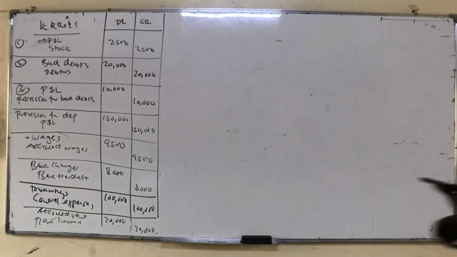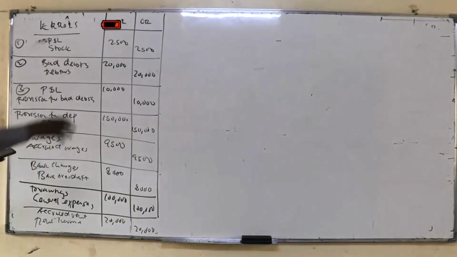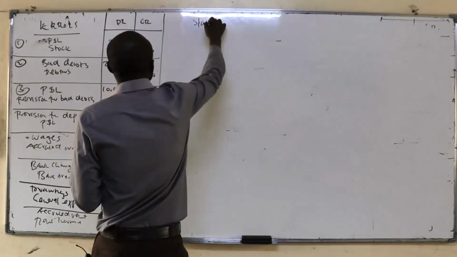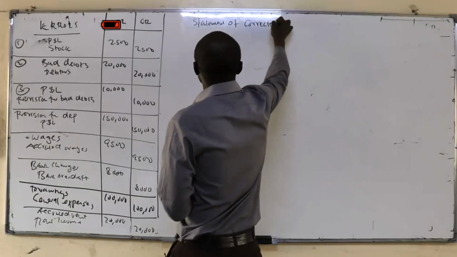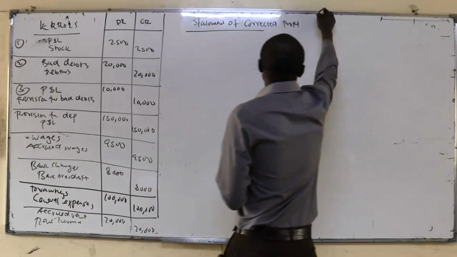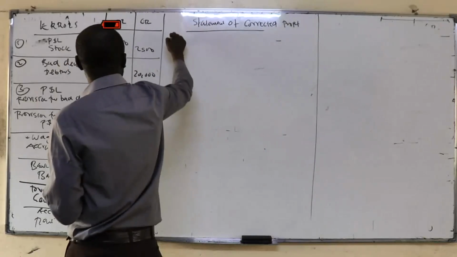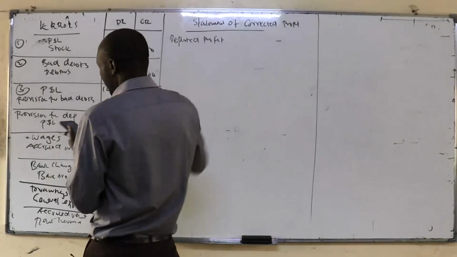So now these errors were there, but they still made the statement having these errors, isn't it? So now we want to rectify the statements in question. So come here, write statement of corrected profit. A statement of corrected profit. So we start with the reported profit, the one that they had reported having errors. Reported profit. How much is it?